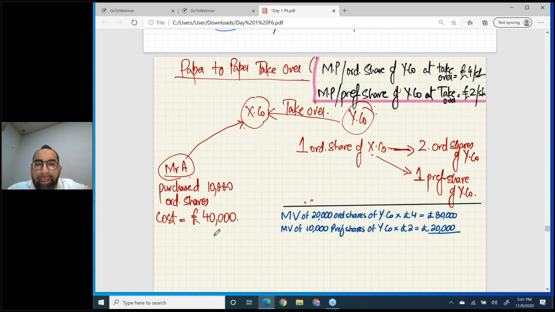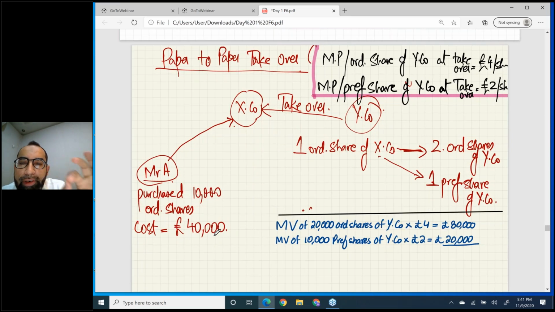Now there is a topic, paper to paper takeover relief. I have tried to solve it maximum, but still I'll solve it for you, because this knowledge you must know. Listen, look at the story and be very active now. Mr. A purchased 10,000 ordinary shares of X company, a few years back, let us say 3-4 years back. So Mr. A is the existing shareholder of X company.